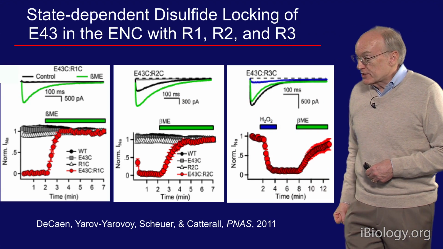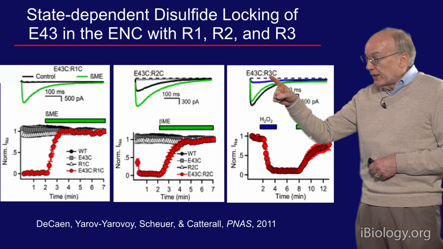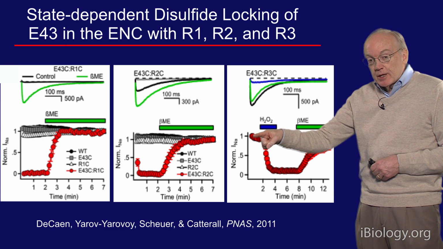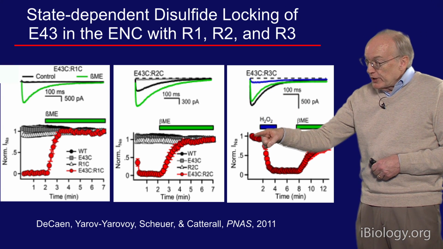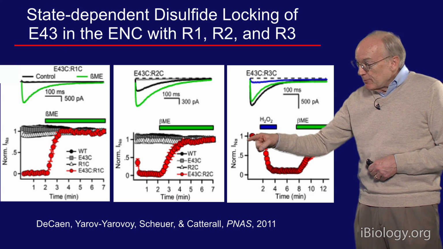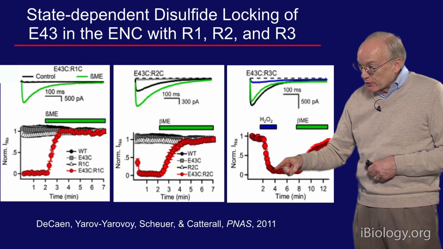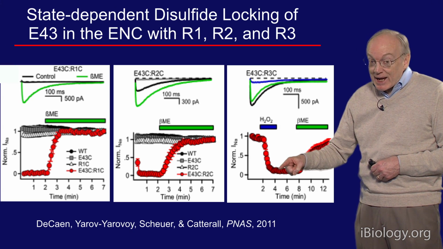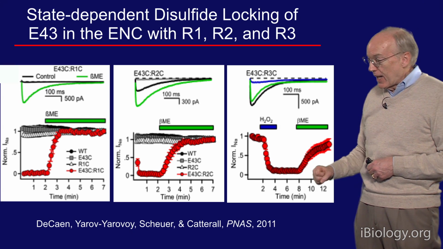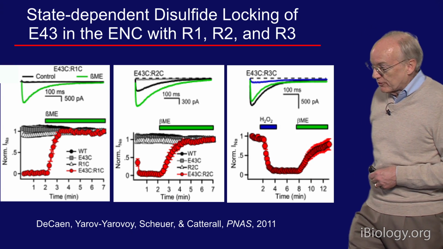Then on this right side of the slide, same type of experiment, but now it's with R3 and E43. And with R3, we get the full sodium current at the beginning of the experiment. So R3 and E43 do not interact with each other in the resting state, but as we depolarize the cell, we progressively lose the sodium current so that that interaction is made in the activated state of the voltage sensor. And we can recover the sodium current by adding beta-mercaptoethanol to reduce the disulfide bonds and return the channel to normal function.